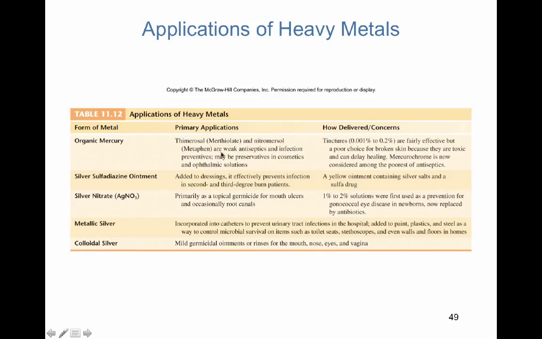Organic mercury can serve as a weak antiseptic and infection preventative, and also may be used as a preservative in a cosmetic or an ophthalmic solution. Silver nitrate can be used primarily as a topical germicide for mouth ulcers and occasionally root canals. The metallic and colloidal silver rinses are for the mouth, nose, eyes, and vagina, and metallic silver to prevent UTIs and even treating toilet seats or medical devices.